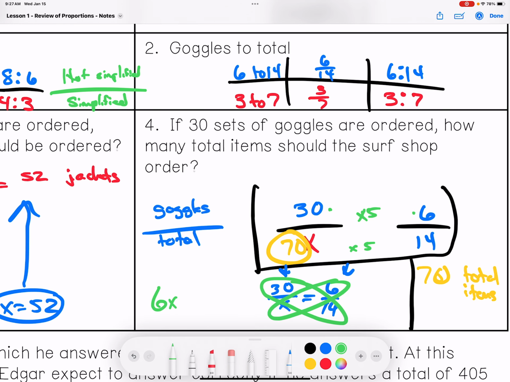6 times x is 6x. 30 times 14 is a big old number, and I don't know what it is. It's 420. And then you're going to divide 420 by 6, and you're going to get x equals 70, which is the same thing you had over there. Okay?